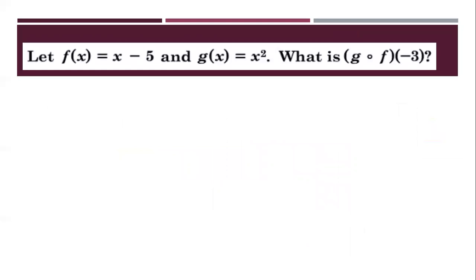So this is what we have. So we have F of X equals X minus 5 and G of X equals X squared. And it wants us to compose G composed of F at -3. Okay, so step 1 is to rewrite this. So instead of having it G composed of F at -3, we're going to rewrite it in function notation. So that's G of F at -3.